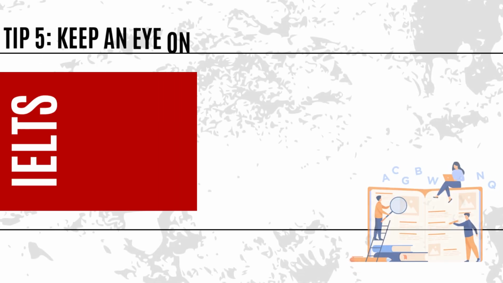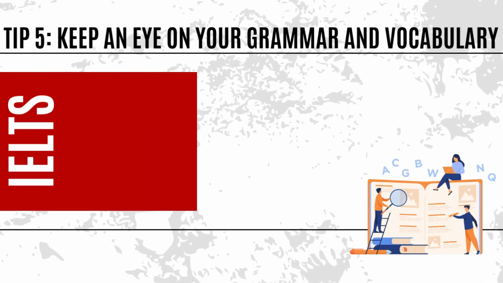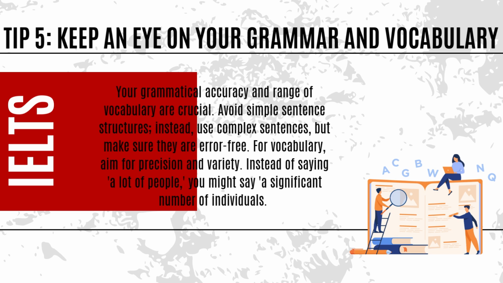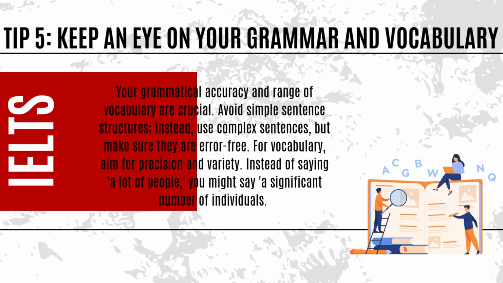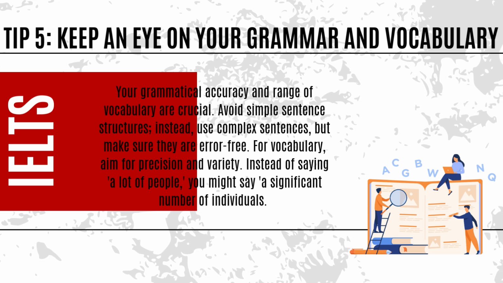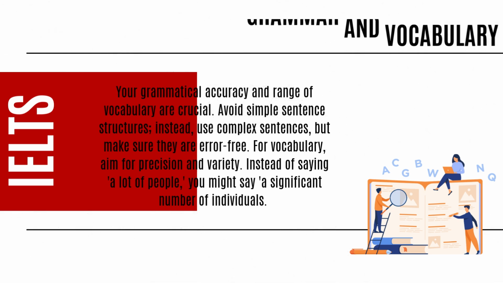Tip 5. Keep an eye on your grammar and vocabulary. Your grammatical accuracy and range of vocabulary are crucial. Avoid simple sentence structures. Instead, use complex sentences, but make sure they are error-free. For vocabulary, aim for precision and variety. Instead of saying a lot of people, you might say a significant number of individuals.